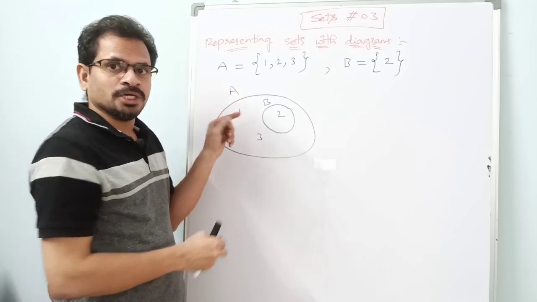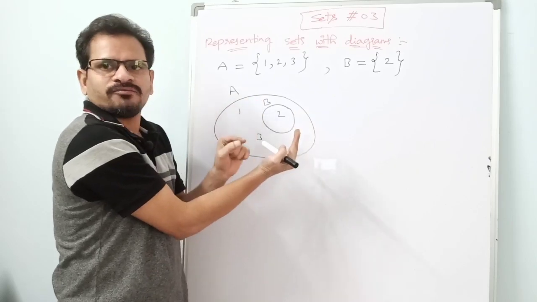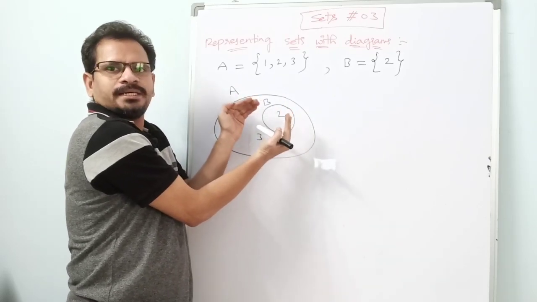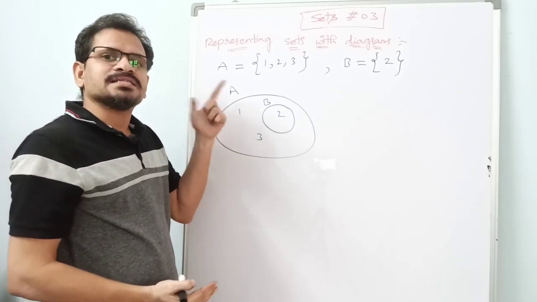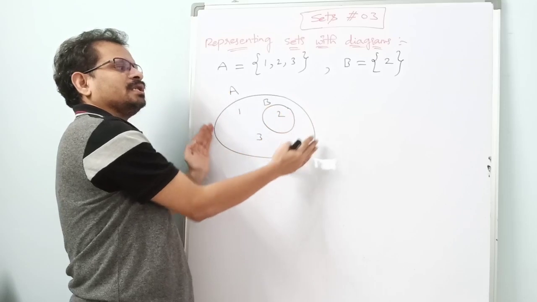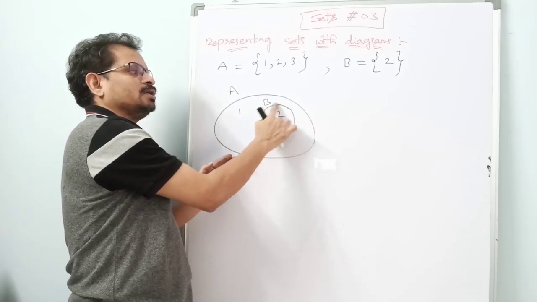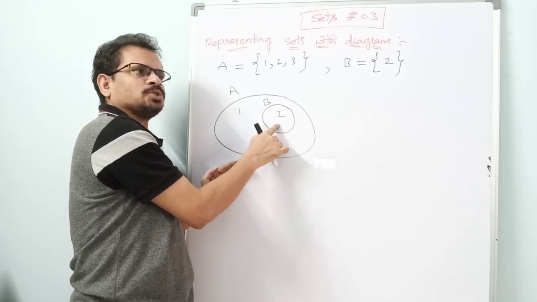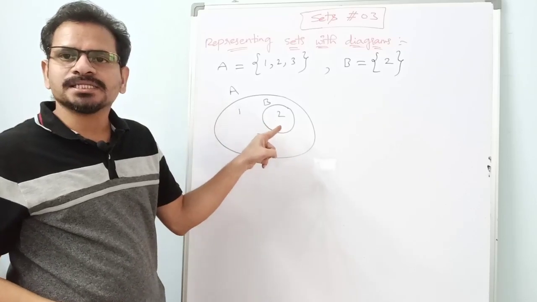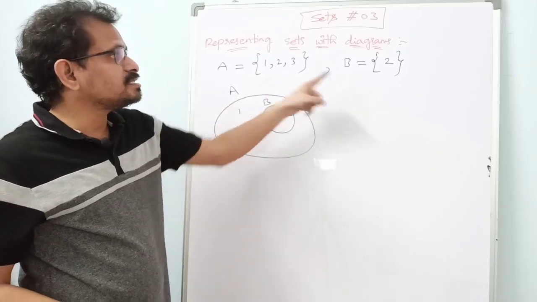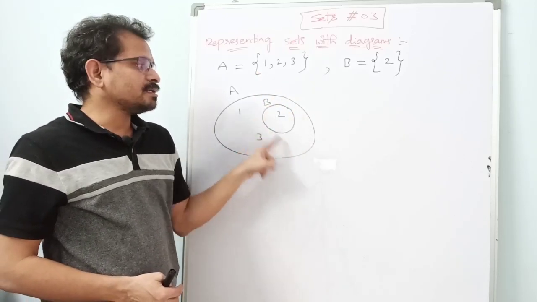See, by definition, all the elements of this set B, only one element is there of course, must be present in the elements of another set A. Yes, what are the elements in set A? 1, 2 and 3. What are the elements in set B? 2. So, this 2 is also present in the set A. Then set B is called as subset of set A. Set B is subset of set A. So, diagrammatically we can represent like this.